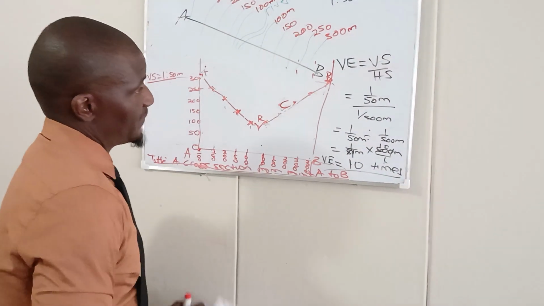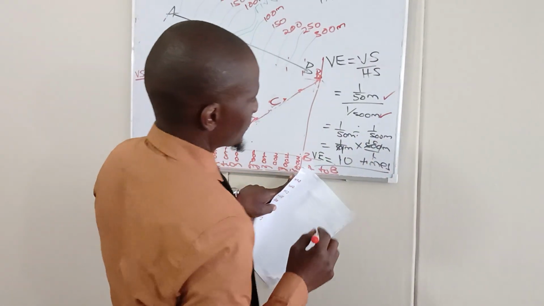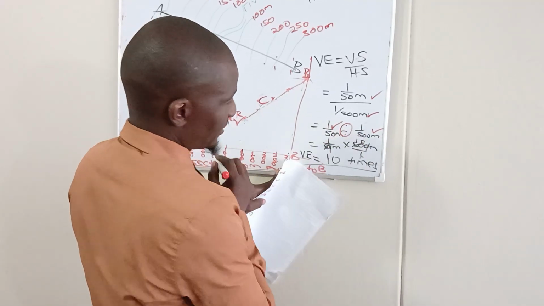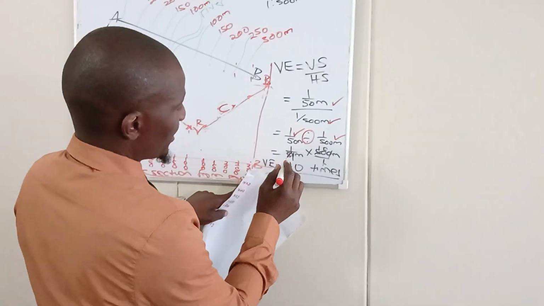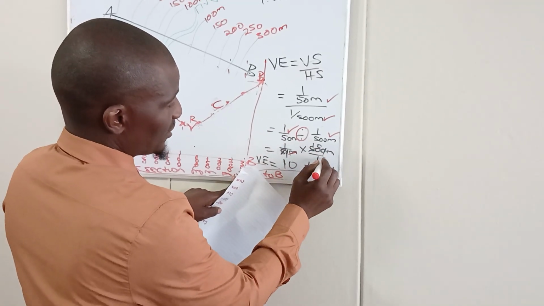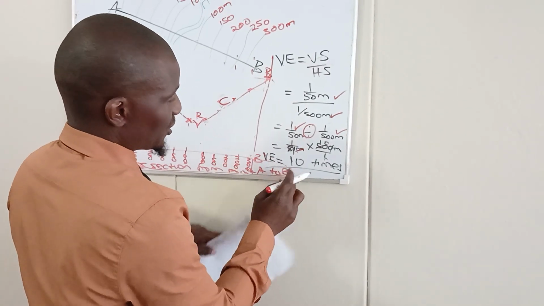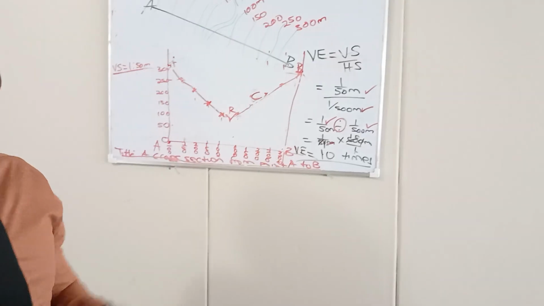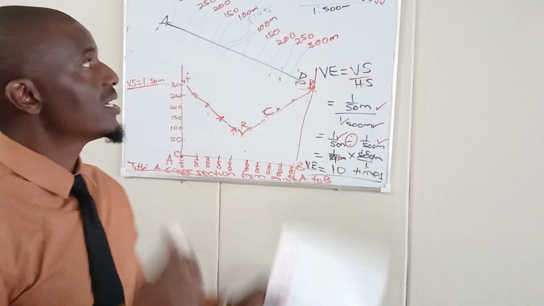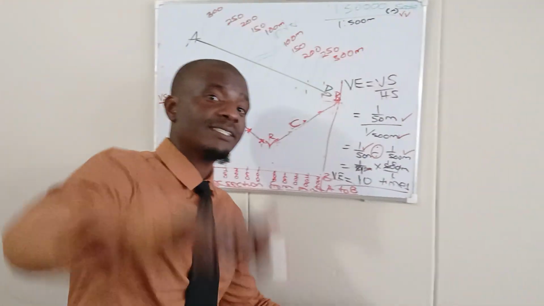This is what we have first. This is your vertical scale, your horizontal scale. You can see the division symbol. Then from there, 1/50 meters multiplied by 500 meters over 1. I've inverted, okay? So our vertical exaggeration is 10 times, which means our vertical scale is exaggerated 10 times. This is how you calculate your vertical exaggeration.